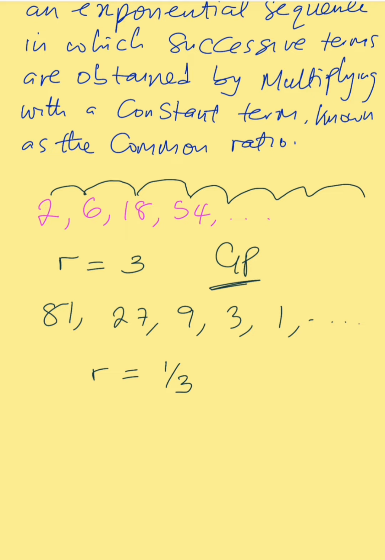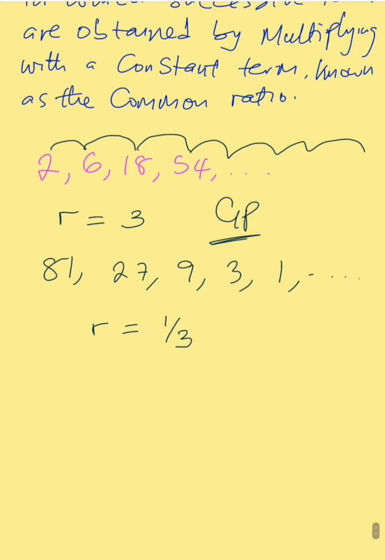The one that involves the addition and subtraction of a constant term known as the common difference is the arithmetic progression, AP, which is a linear sequence. We've discussed them in the previous video. So in this class, we are focusing more on the geometric progression.